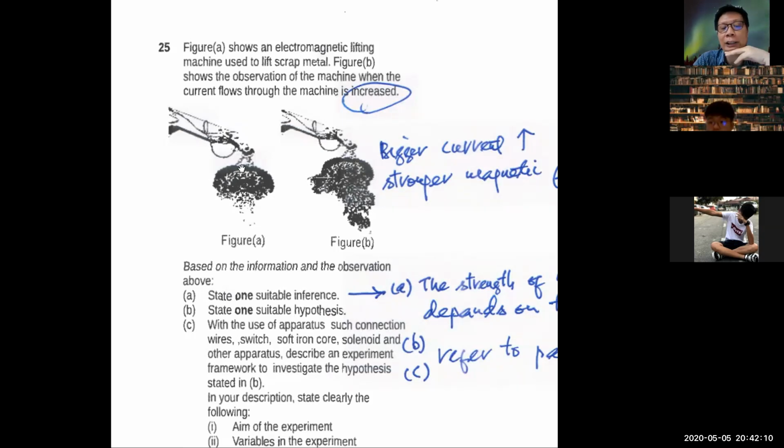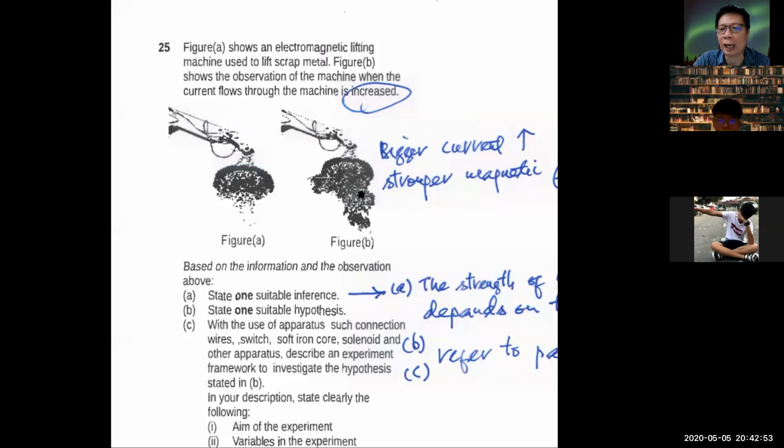This one was an SPM question. The machine is used to lift scrap metal. Show the observation of the machine when the current flowing through the machine increases. Now you see the second diagram. In the first diagram, less metal is attracted, because the current is small. When the current is small, less metal is attracted. The second diagram shows the same machine, but you increase the current. Now with more current, you can see that this machine attracts more metal. Understand? So it's very clear now.